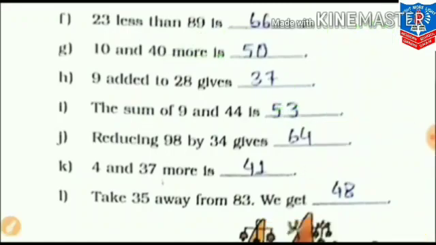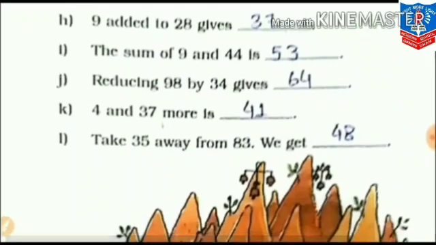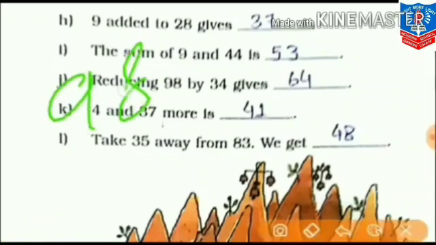10 and 40 more. 40 more means plus. 10 and 40 is 50. 9 added to 28 gives: this is also simple. Add 9 to 28, the answer is 37. The sum of 9 and 44 is 53: 44, 45, 46, 47, 48, 49, 50, 51, 52, 53.